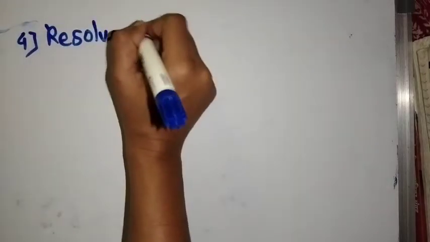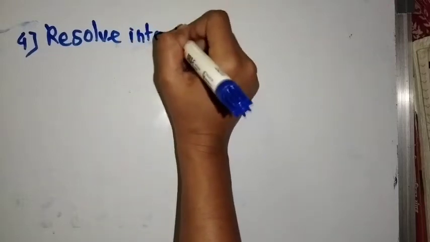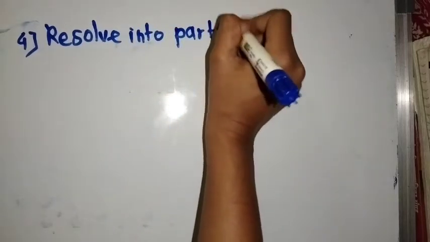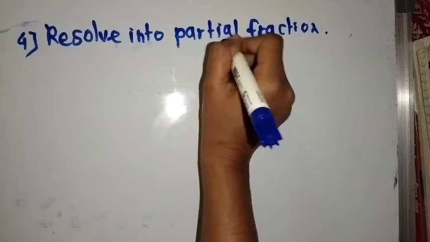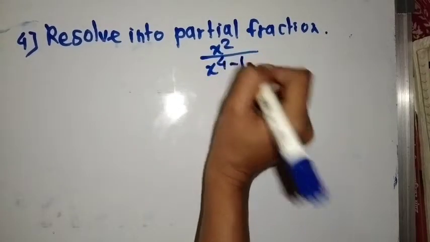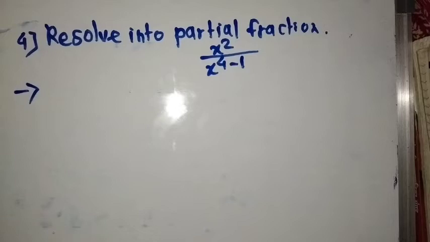Then we give next example of this type. For the example, resolve into partial fraction, x square upon x4 minus 1. Then how to resolve this?